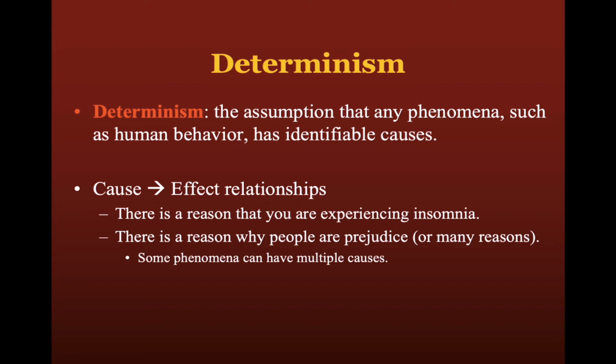So the idea being, if you have a hard time falling asleep, there's a reason why you can't fall asleep. It's not happenstance. There's something that's going on that could explain why you're unable to go to sleep, right? It's like there's a reason why people are prejudiced. It's not just because they were born that way. There's some reason behind it, and it could be multiple reasons, but there's a reasoning behind why people are prejudiced. There's a cause that we can identify that would explain why people are more prejudiced than others.